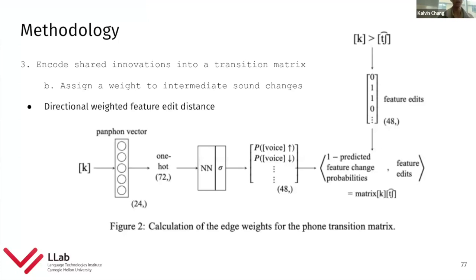So we call this directional weighted feature edit distance because our metric takes into account that the probability of some sound A changing to some sound B is not equal to the probability of some sound B changing to some sound A. So with regular feature edit distance, the feature edit distance between A and B is the same as the feature edit distance between B and A because it reflects it, but not with our directional weighted feature edit distance, which learns a different probability distribution of features changing for every protophone, right? And we train our neural network on a typological database of sound changes called Index Diachronica.